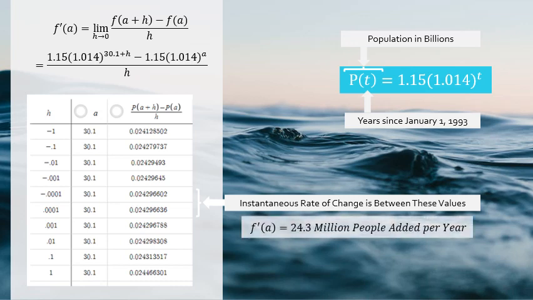For purposes of translating the number into a tangent line for this function, don't forget to convert it back into billions, i.e. your slope is going to be m equals 0.0243, not 24.3.